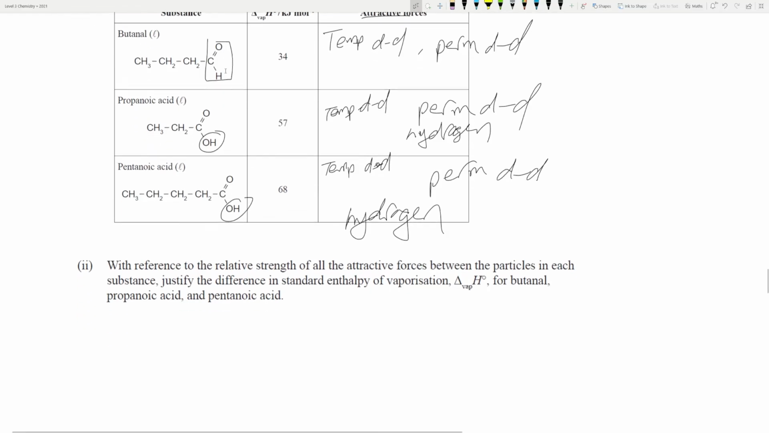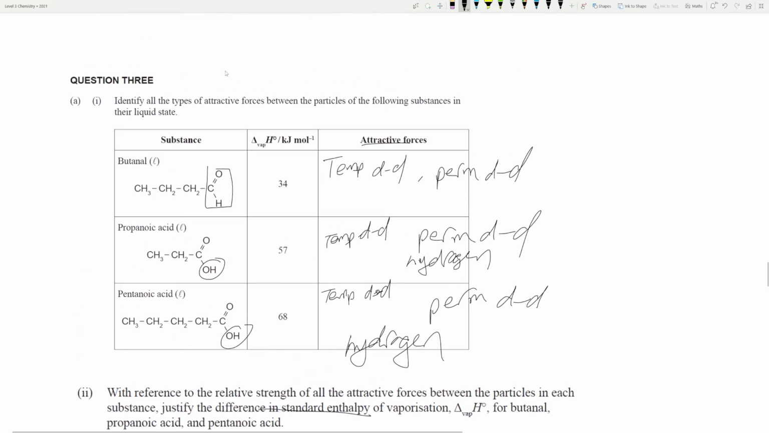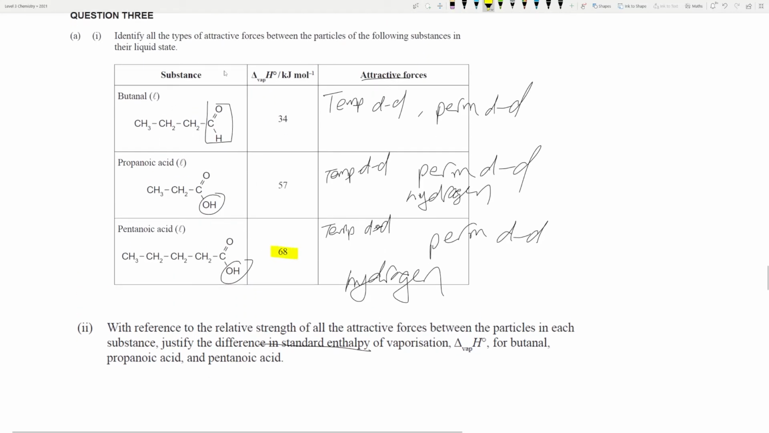Then they ask you to justify the difference in the standard enthalpy. They want you to talk about why pentanoic acid has the highest boiling point compared to propanoic acid and butanol. You can just compare them roughly. Butanol and propanoic acid have roughly the same molar mass, and remember, temporary dipole-dipole attraction depends on molar mass. If the molar mass is similar, you look at the other things, because a non-polar molecule that is super big can have a higher boiling point than a molecule with all three intermolecular forces, since the large mass makes the molecule a lot more polarizable.